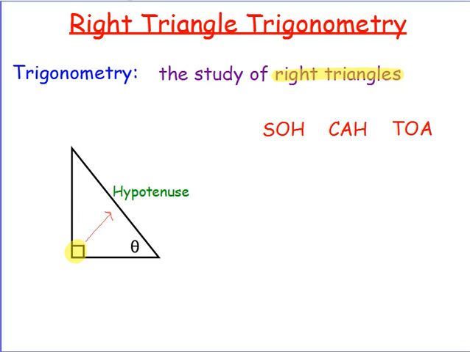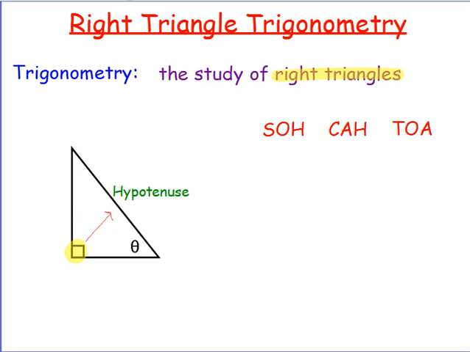Now that side will never change locations. No matter which way I draw the triangle or turn it around, if you can find the right angle, you go straight across from the right angle and you will always have the hypotenuse. Now the other two sides of the triangle are dependent upon which angle you are focusing on.